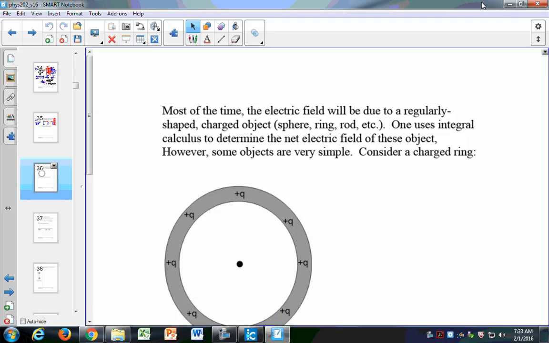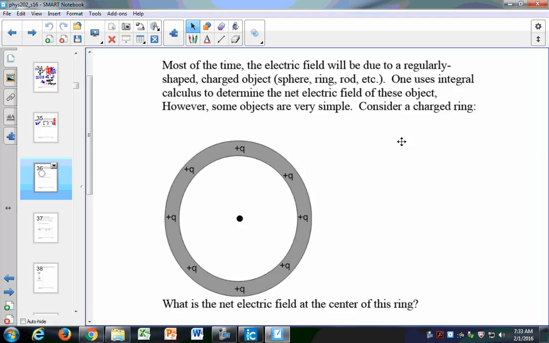Yeah. Okay. Let's see. So most of the time, our electric field will be due to a regularly shaped charged object like a sphere, a ring, or a rod. Or even if it's not due to some regular object, you'll be able to approximate it to that object. So something that is approximately like a line or approximately like a flat sheet of charge. And so it's useful to have expressions for those electric fields of those objects. And so today we'll look at a couple of things. The first one is just a ring.